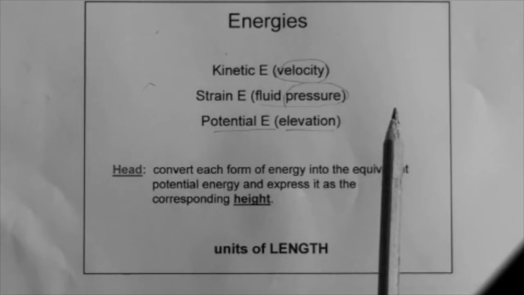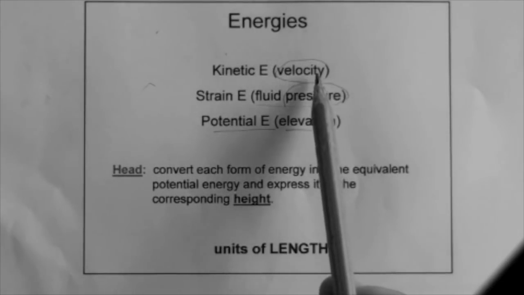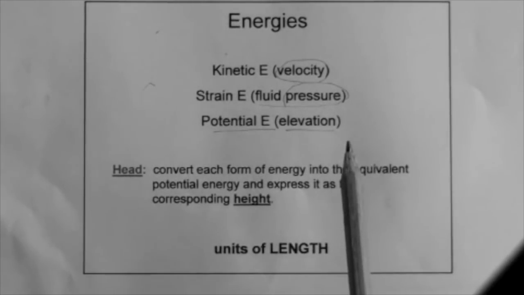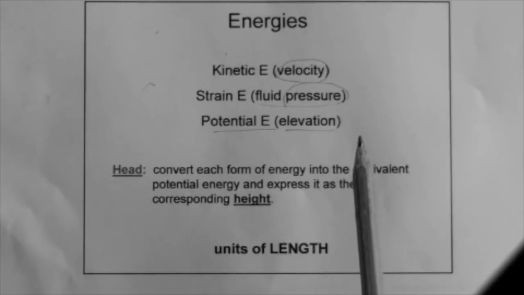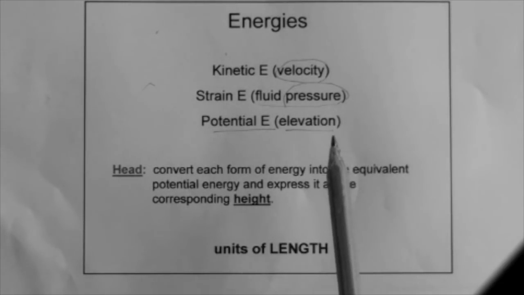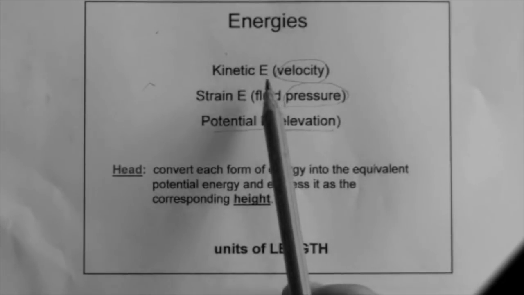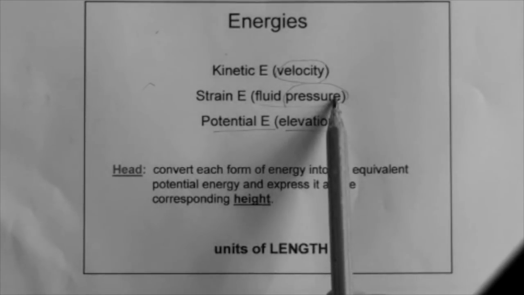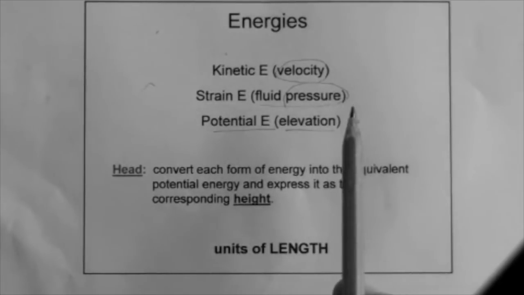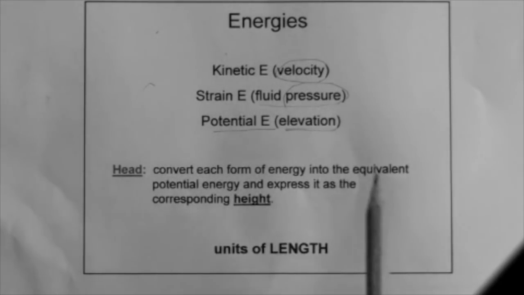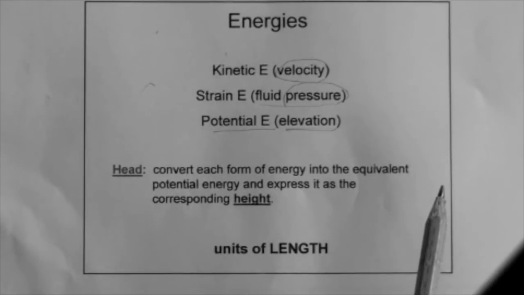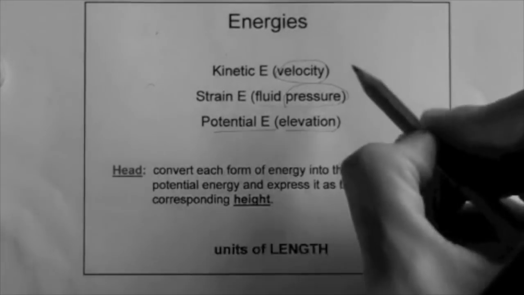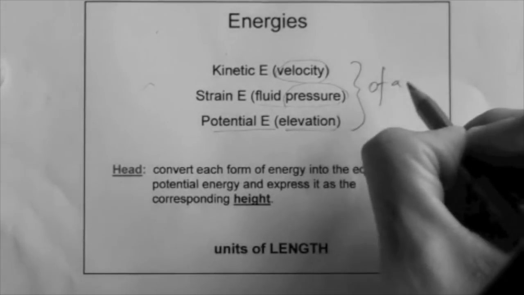Now, clearly, when we think of velocity, pressure, elevation, we're thinking about a point in the fluid. So when you think of energy, it's energy at a point. It is the velocity of a point in the fluid. It is the pressure at a point in the fluid. It is the elevation of a point in the fluid, the potential energy of a point in the fluid. I'm going to put here, of a point.